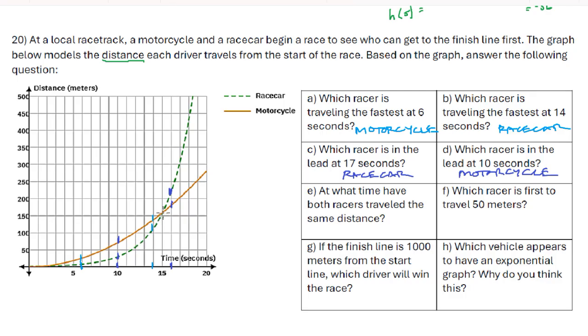And right here at this point, the motorcycle and the race car are both at the exact same place. They're both somewhere around 160 meters. The big thing here is it's asking us at what time, and that's going to be at 15 seconds. So approximately 15 seconds.